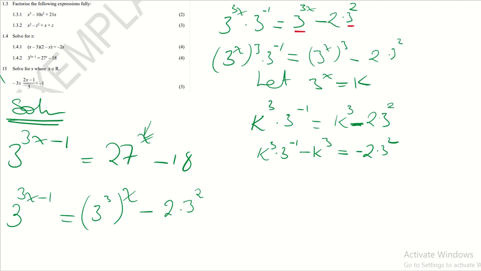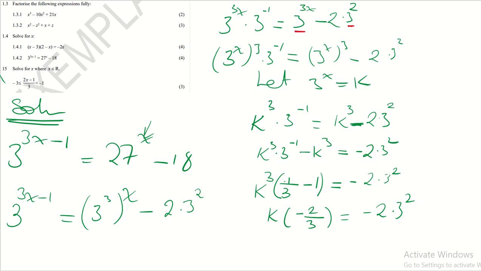So I want to take out this common factor a. I want to say a cubed into 3 to the power negative 1, which is the same as 1 over 3, minus 1, is equal to negative 2 times 3 squared. Well, this is going to be a into negative 2 over 3 equal to negative 2 times 3 squared.